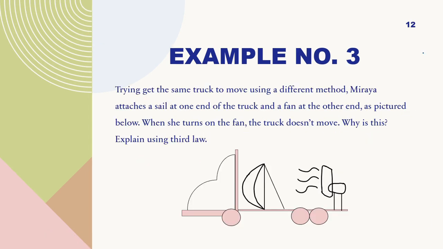Example number 3. Trying to get the same truck to move using a different method, Mariah attaches a sail at one end of the truck and a fan at the other end, as pictured below. When she turns on the fan, the truck doesn't move. Why is this? Explain using third law.